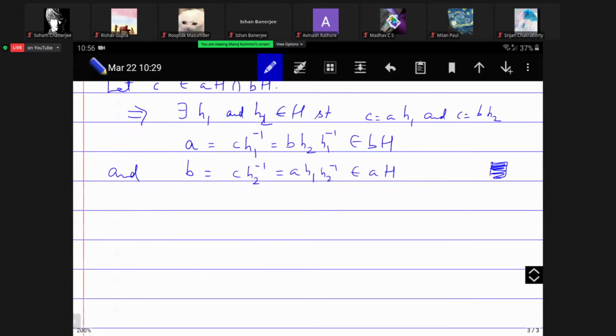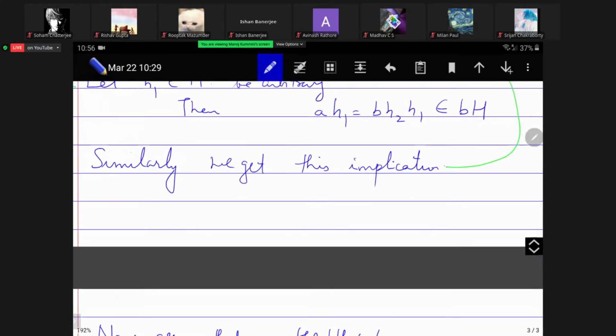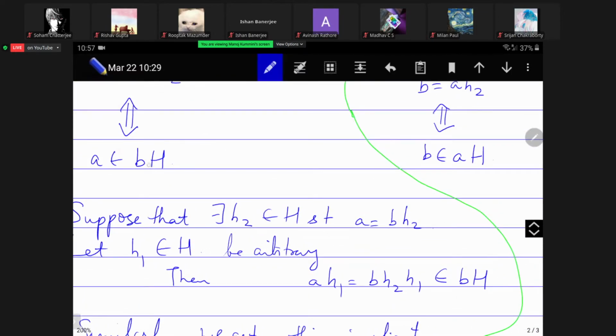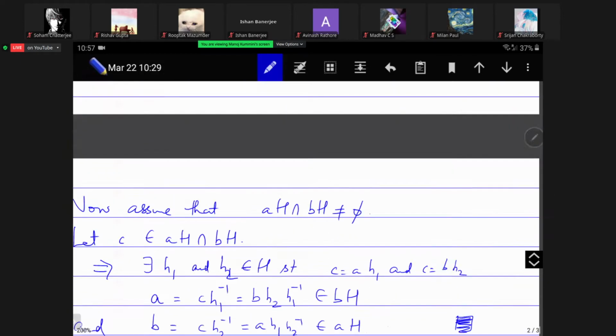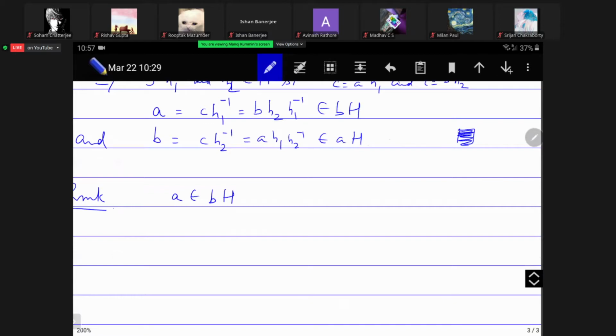So maybe whatever was discussed now, let me just add as a remark. A is inside BH. Yeah, so it might look as if there are two independent conditions that we verified, but it is not. It's really one condition. So let us just make that remark.